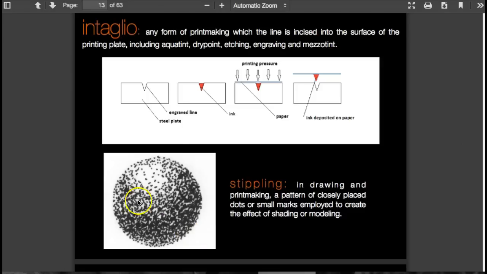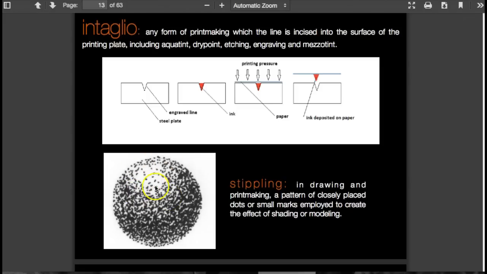I want you to be aware of one technique that we see in intaglio very often, which is called stippling. So we see this in drawing as well. But this is a pattern of closely placed dots or small marks employed to create the effect of shading or modeling. That way you can tell here in this sphere, for example, that where these stipples are very tight and close together, it's darker. Where they're looser and more spaced out, it's lighter.